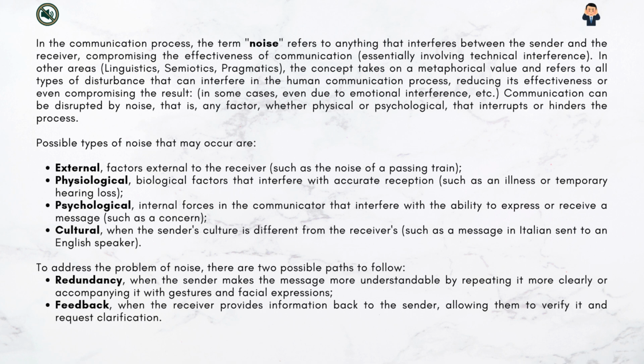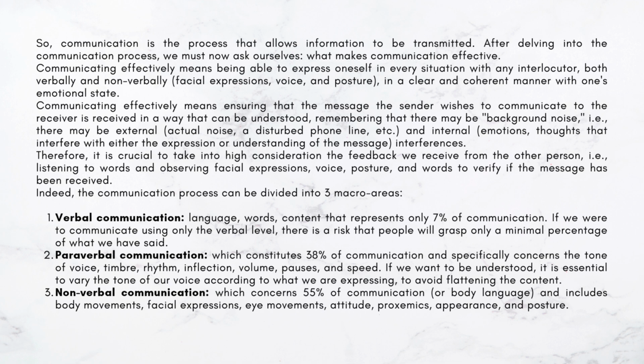To address the problem of noise, there are two possible paths to follow. Redundancy, when the sender makes the message more understandable by repeating it more clearly or accompanying it with gestures and facial expressions. Feedback, when the receiver provides information back to the sender, allowing them to verify it and request clarification. So, communication is the process that allows information to be transmitted.